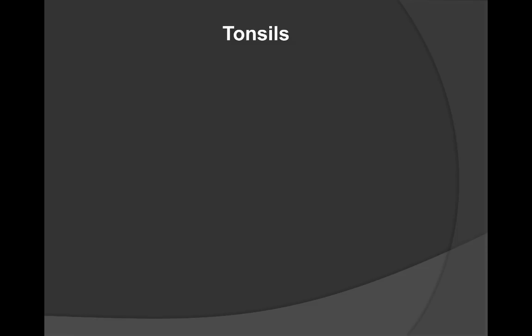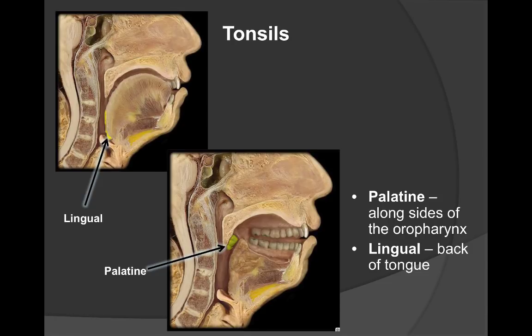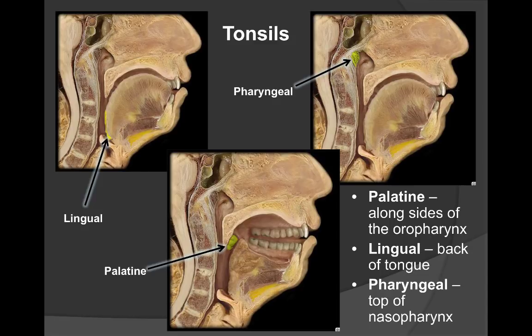We have 6 pairs that act as the first line of defense, trapping foreign material coming in through our noses and mouths. The first set is the palatine tonsils on the sides of the oropharynx near the soft palate. The lingual tonsils are at the back of the tongue, and the pharyngeal tonsils are at the back of the nasopharynx. Be sure to study this PowerPoint slide and the half-head models in lab for your test.